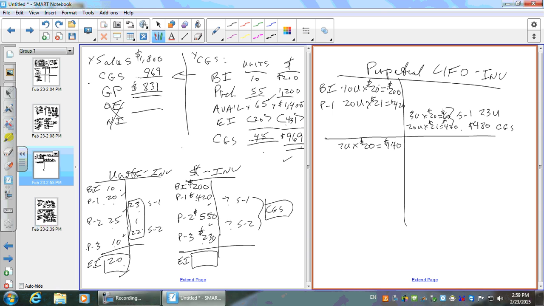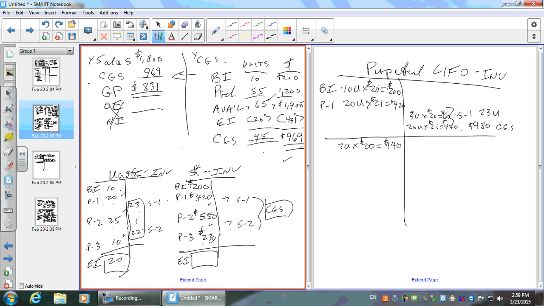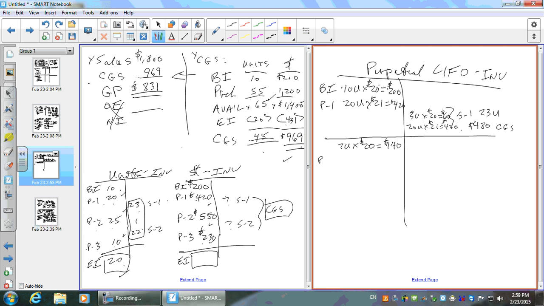Then what? What's the next thing that happens? We did sale 1. We did purchase 1. What about purchase 2 next? That's what comes next in date sequence. How many? 25 units. Okay? What'd they cost? $22, wasn't it? All the $21 ones are gone. We don't have that LIFO layer anymore. Got it? Sold them all.